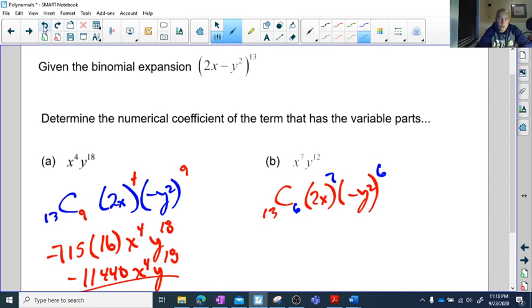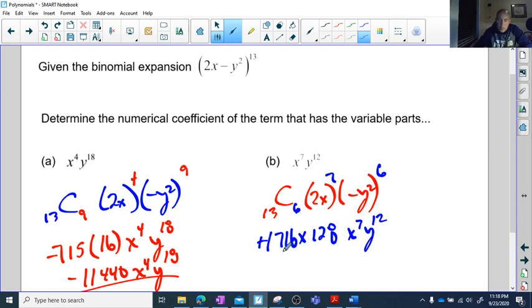13 choose 6 is 1716. 2 to the 7th power, so 2 to the power of 7 is 128. X will be to the 7th. Now this time it's a negative, but it's to the 6th power, so this is actually going to stay positive, and you'll get your y to the 12.